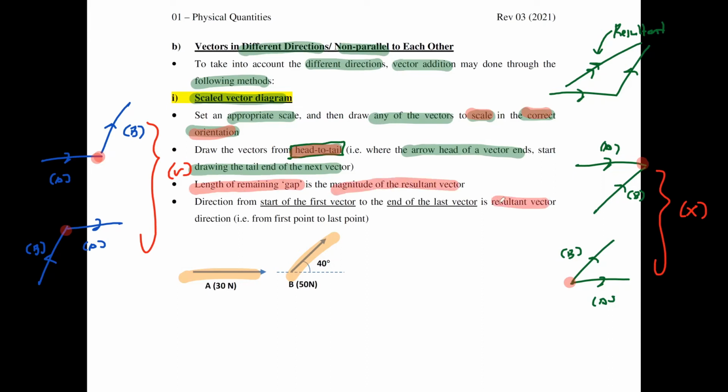To find the direction of the resultant vector, you will need to look at the direction from the start of the first vector to the end of the last vector. In other words, look at the direction from the first point to the last point.